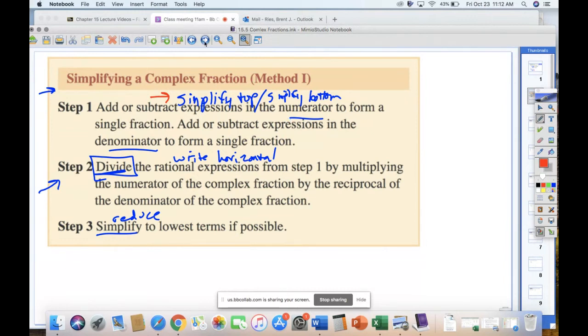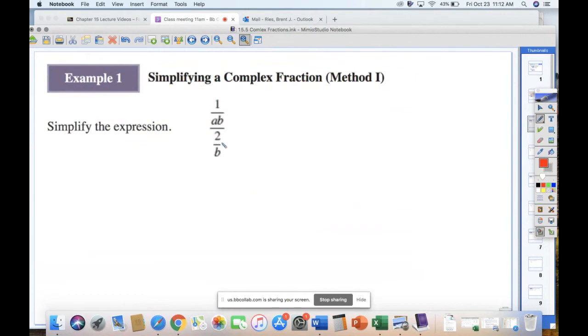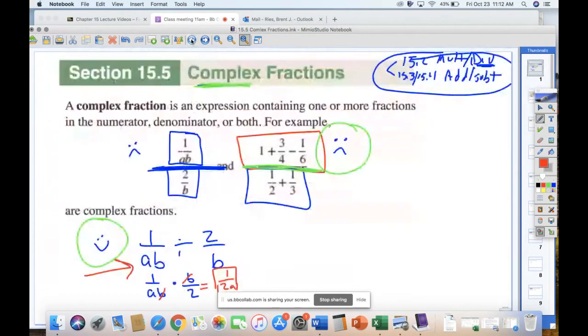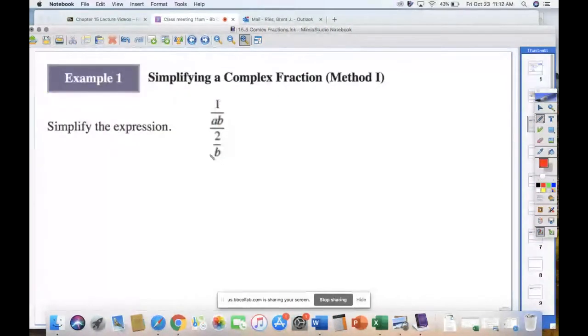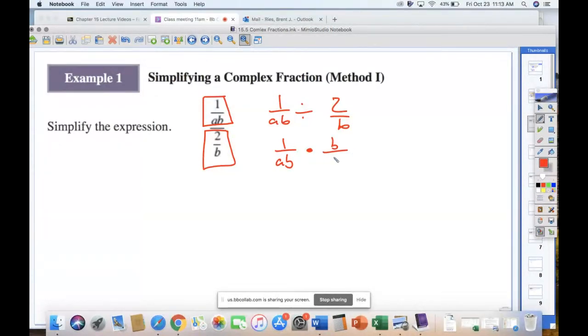So let's take a look at an example. Did we already do this problem? 1 over AB. Yep, we already did this problem. Notice step one, simplify the numerator. It's already simplified. Simplify the denominator. It's already done. And then we would divide by writing it horizontally. We would keep, change, flip: keep the fraction, change division to multiplication, flip, reciprocate that fraction, and then reduce if we need to, but we would get 1 over 2a.